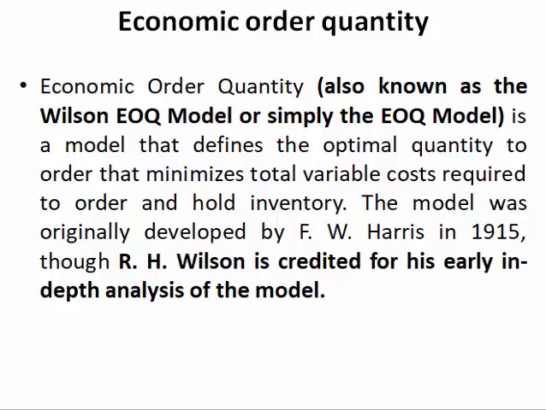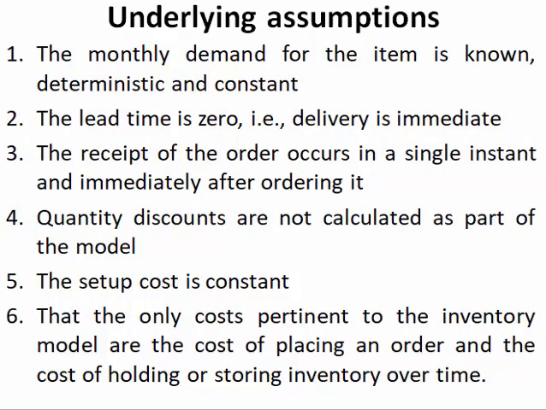This model was originally developed by the scientist Harris in 1915, but later on in-depth analysis of this model was done by the scientist Wilson. That is why it has been named after Wilson. This model is based upon certain assumptions. Number one is that the annual demand for the item is known, deterministic and constant. That means the annual usage is known, there are no variations.